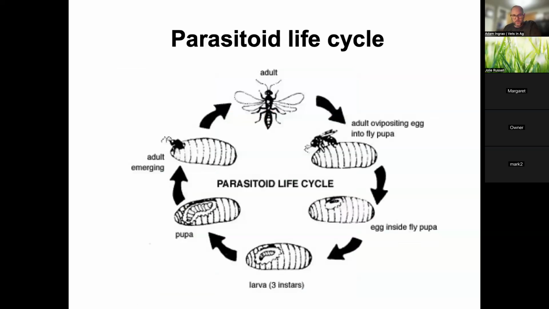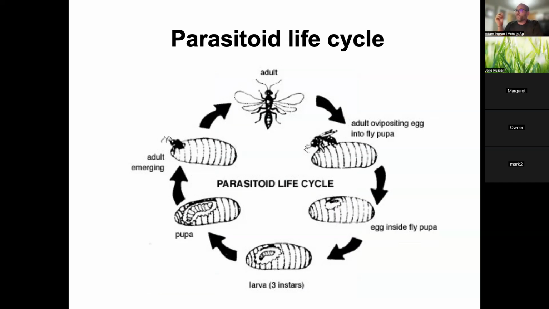Now, parasitoids, when we talk about life cycles of parasitoids, this is even more different. All parasitoids go through complete metamorphosis, meaning they start as an egg, they go through larval stages, they go to pupae, where they pupate and completely change into another organism.